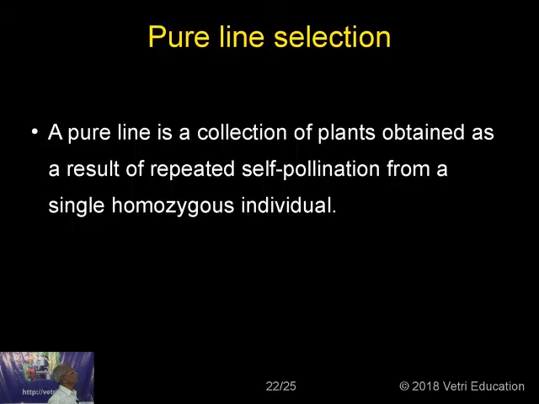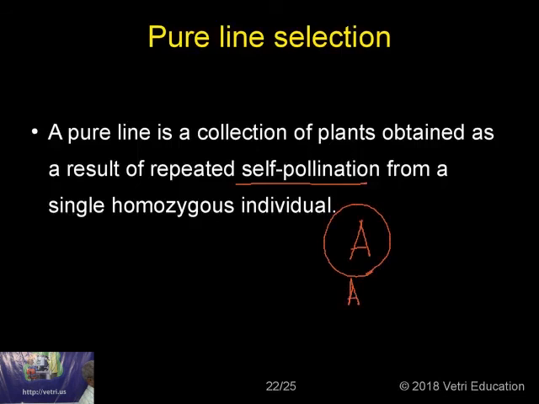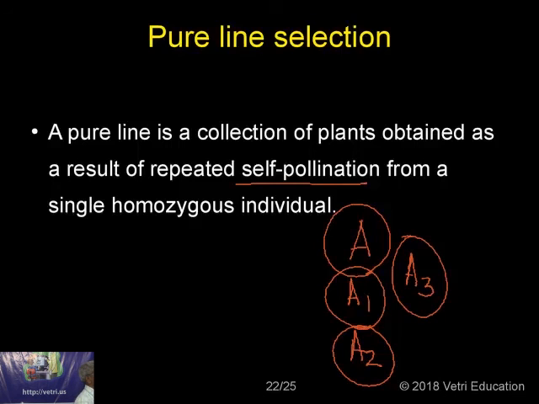Then pure line selection. A pure line is a collection of plants obtained as a result of the repeated self-pollination from a single homozygous individual. So a plant A is taken, and then you self-fertilize it, self-pollination, and then you get what is known as an A1 plant. And this A1 is self-fertilized to get an A2 plant, and then that is again self-fertilized to get A3 plants, like that. So continuous self-fertilization will sometimes give rise to better crops. Self-fertilization is said to be dangerous, and it can lead to the deterioration of the standard. But it is not always true. Sometimes it will result in some of the better qualities also.